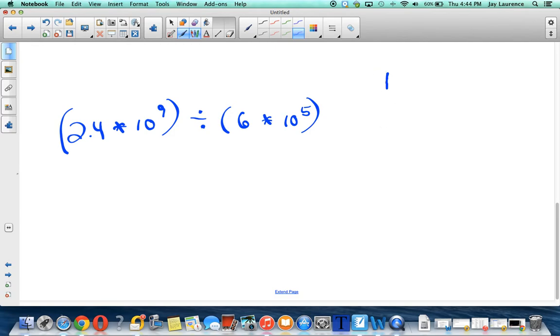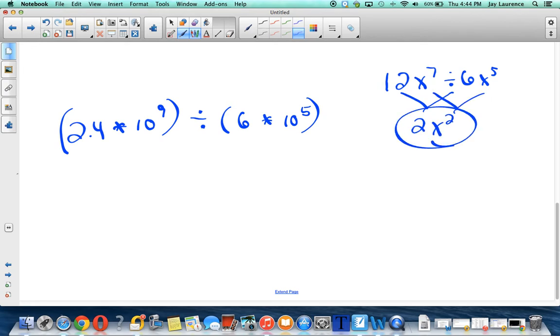Hey, if I had 12x to the 7th divided by 6x to the 5th, wouldn't you do 12 divided by 6 and get 2, and then x to the 7th divided by x to the 5th and get x squared, and you'd be done? I'm going to do the same thing here. I'm going to do 2 4/10 divided by 6, which will end up being 4/10. And then I'm going to have times 10 to the 4th power, because 9 minus 5 is 4.